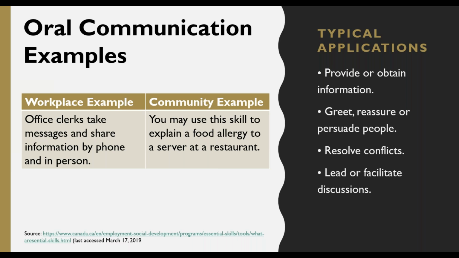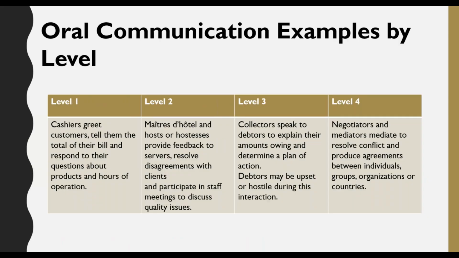So again, there are hundreds of workplace examples that you can access on the Employment and Social Development website. It's something that we obviously use every day. Again, 4-level scale in oral communication. This just gives you a snapshot of different potential tasks that somebody would do at each level in a workplace. Cashiers might greet customers, tell them the total of their bill, and respond to questions. A host or hostess might provide feedback to servers and resolve disagreements with clients, as well as participate in staff meetings to discuss issues or things that have gone on.